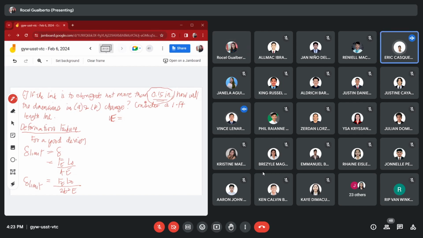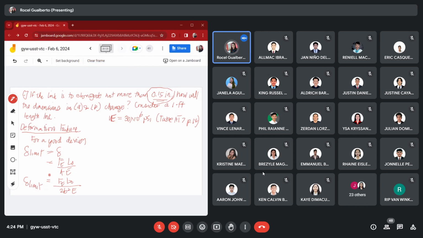30 times 10 raised to 3 KSI po, ma'am. Okay, correct. So, 30 times 10 to the 6 PSI. This is taken from table 87, page 14, katulad nung sample kanina. Nakita po natin yung value ng E doon po sa may heading po nung table. So yun po yung value ng E.